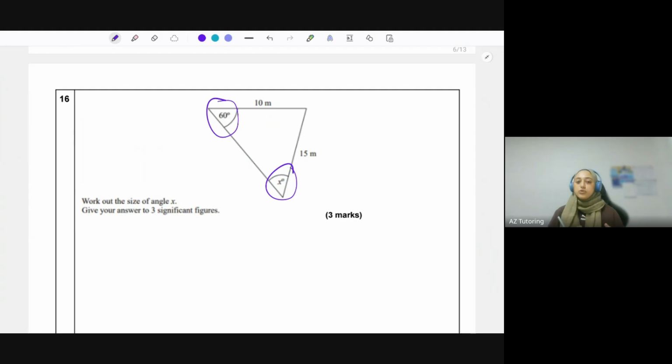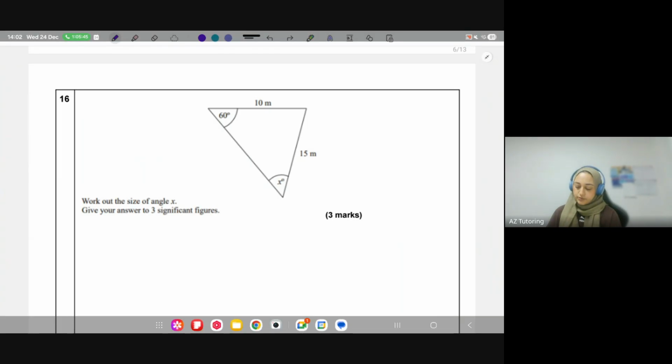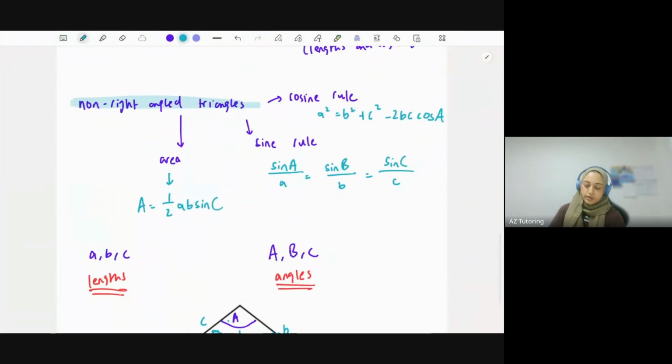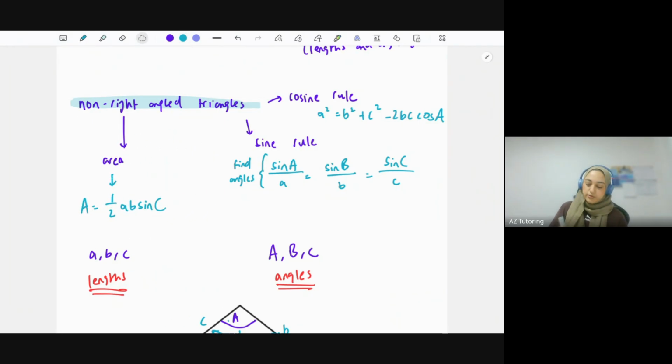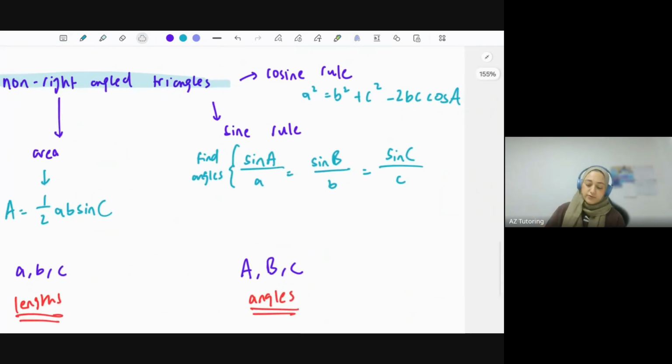Now, knowing which rule to use just comes with experience and practice. So the more questions you do, the better you'll be able to spot when to use what. But here we're using the sine rule. Now, there's two versions of the sine rule. Let me go back to here. In this version, you notice that the angle is on the top, the capital letters. So we use this version to find angles. It just makes it a lot easier in terms of rearranging. When the angle's on the numerator, we use that equation to find angles.